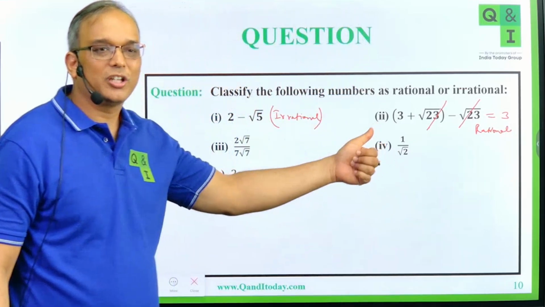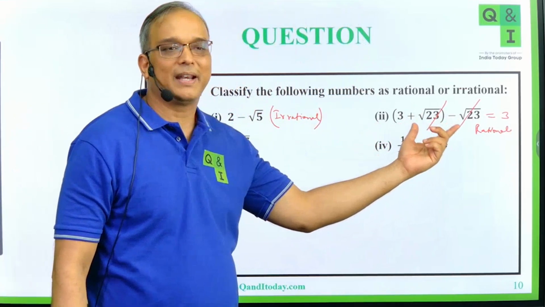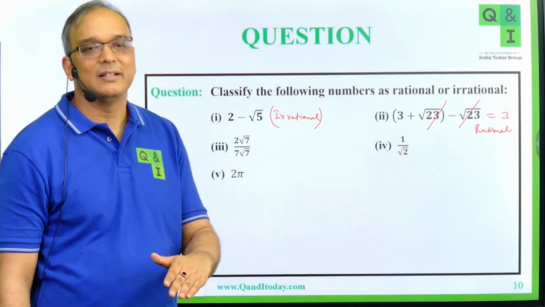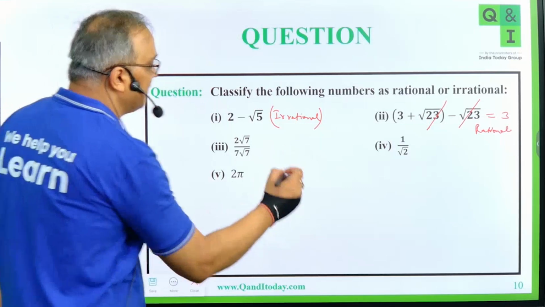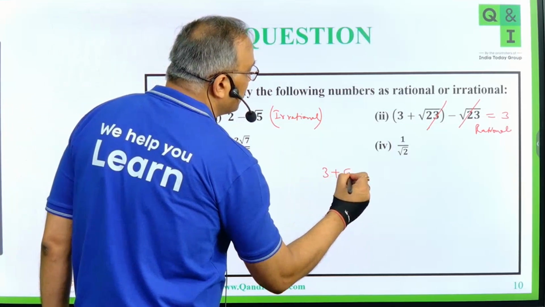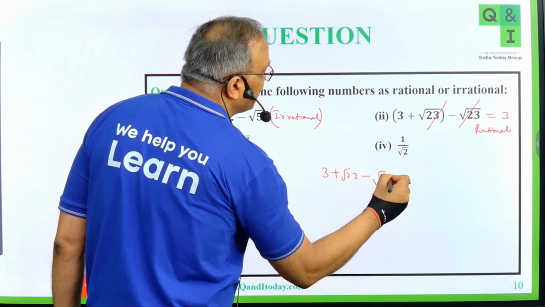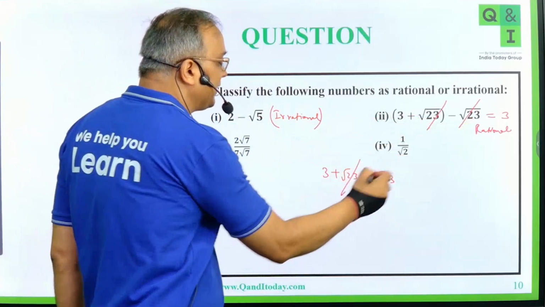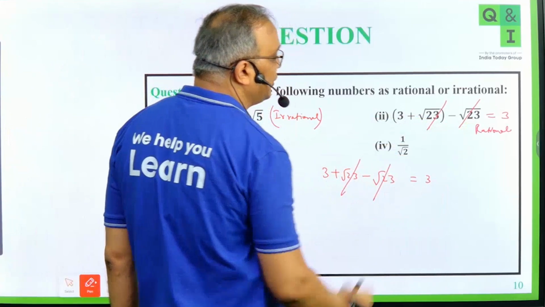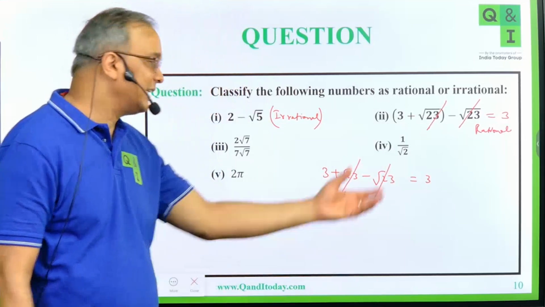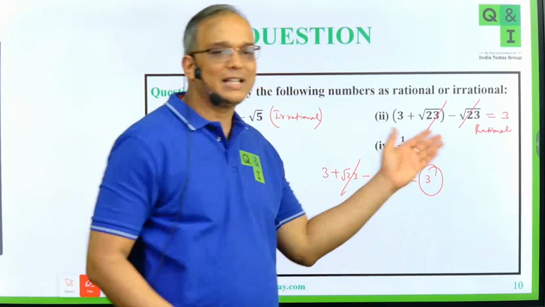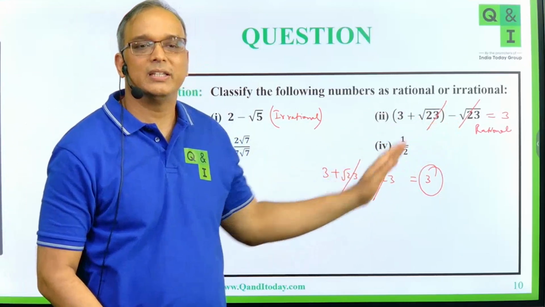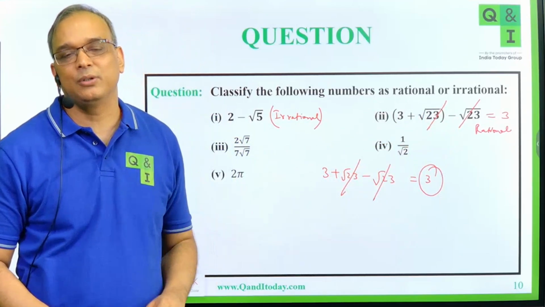So we were just talking about an example where, when you subtract two irrational numbers, the result may be irrational or rational. See, when you have 3 plus root 23 and then minus root 23, you have opened the bracket. Now plus root 23 minus root 23 gets cancelled and you will get 3. Since 3 is a rational number, 3 plus root 23 minus root 23 will be equal to a rational number, 3.